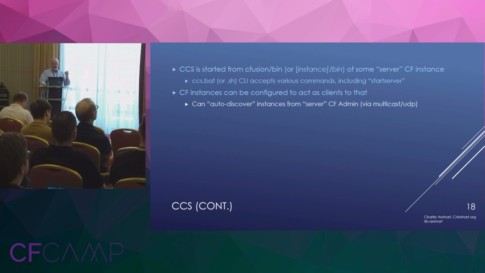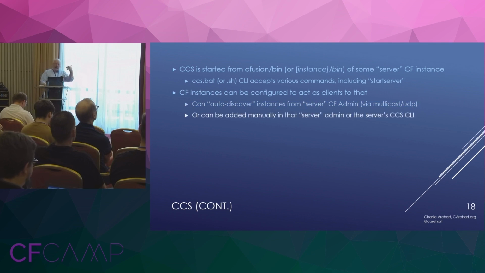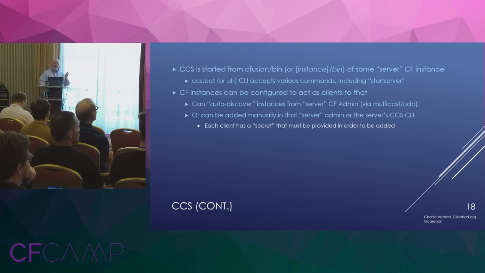And you can do that configuration of instances either as an auto discovery feature from the central server that can reach out and find by a multicast what servers are out there and bring them in, or you can add them manually in the admin of that server on which you started the CCS, or in that CCS CLI, there's ways to add servers. And you might say, wait a minute, you can't just go add servers. No, there's a client secret for each instance, and you would need to provide that secret to be able to add it to that central store.